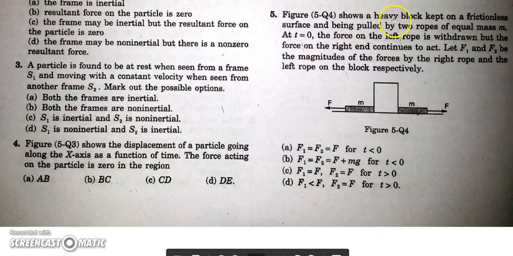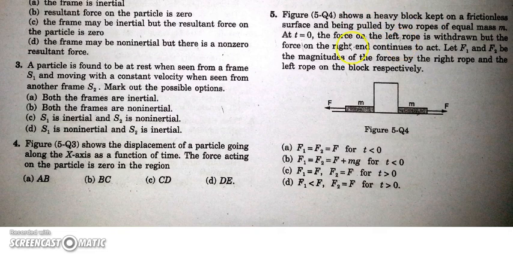The next question: there is a heavy block which is kept on a smooth surface and this is pulled by two ropes of equal mass m. At t equal to 0, the left rope is withdrawn, but the force at the right end continues to act. Let F1 and F2 be the magnitudes of forces by the right rope and the left rope on the block respectively. We have to find which of the following is correct.